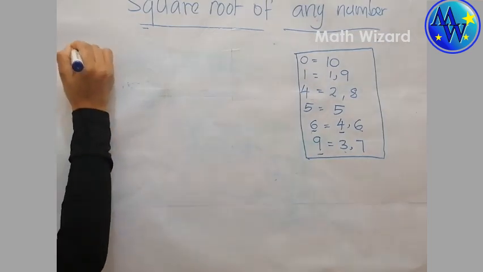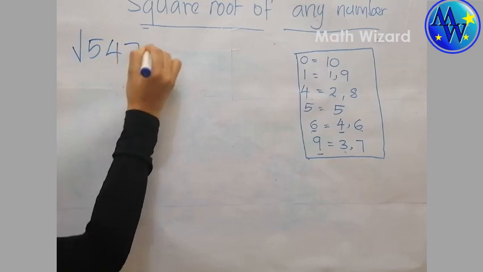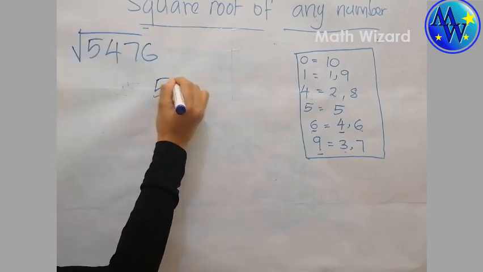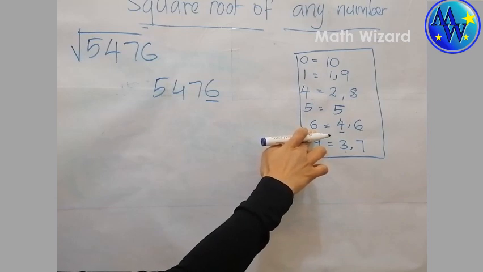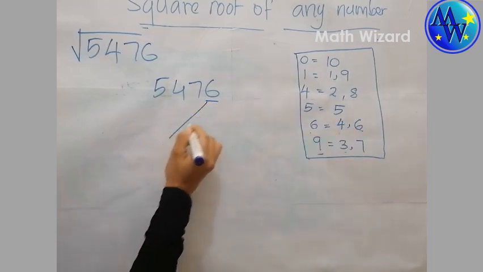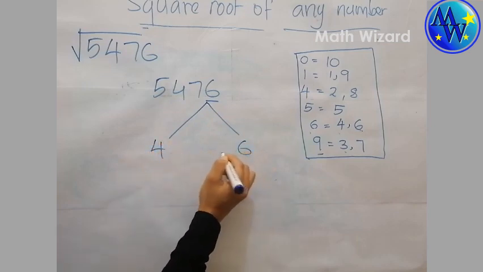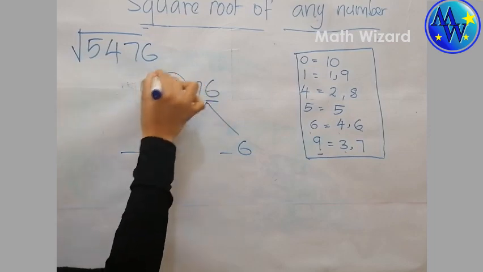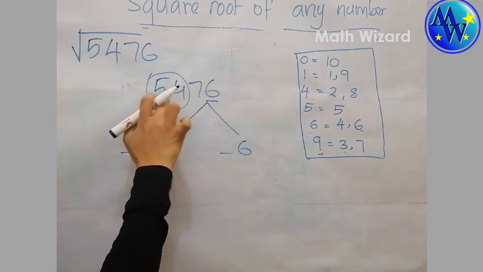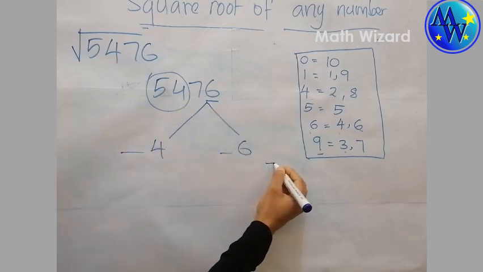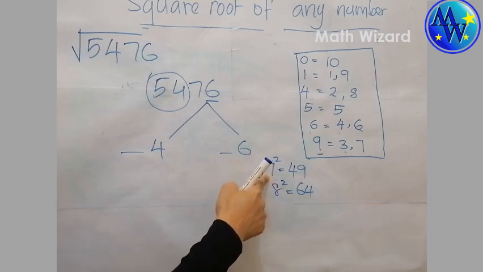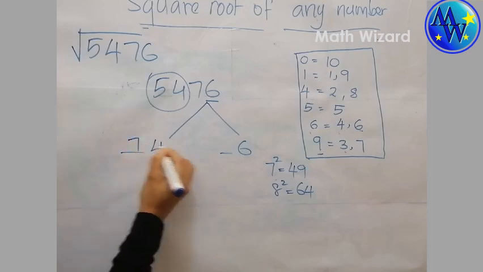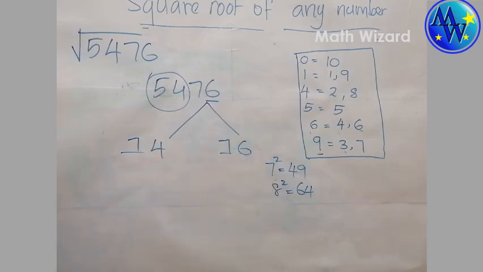Let's try one more example. Find the square root of 5476. Okay, here our last digit is 6. So squares ending with 6 are from 4 and 6. So here we can just write 4, 6 as the second digit. Now for the first digit, here it's 54. 54 is in between, say, 7 square is 49 and 8 square is 64. 54 is in between 49 and 64. So we will just take the small square, which is 7. So our answer may be 74 or 76.